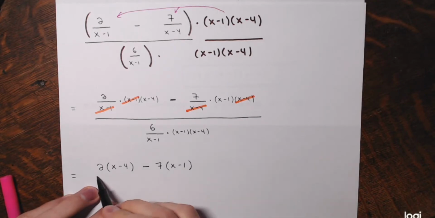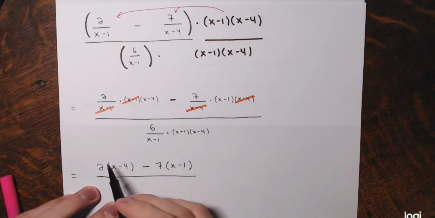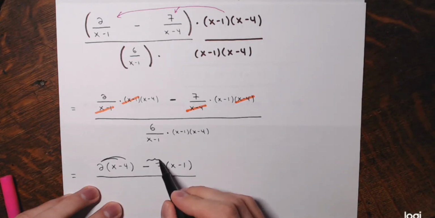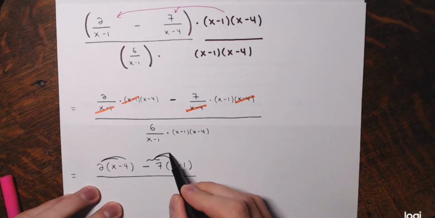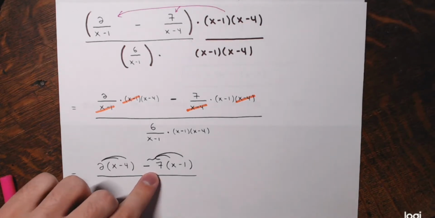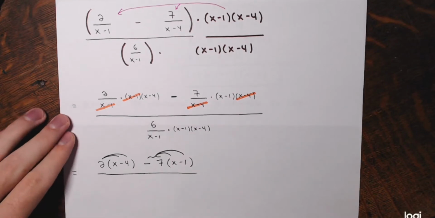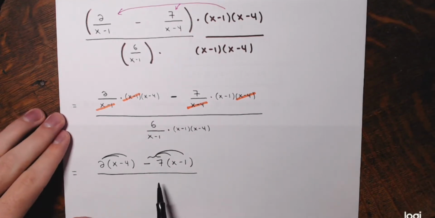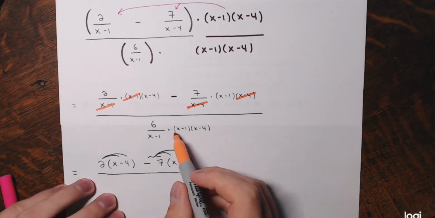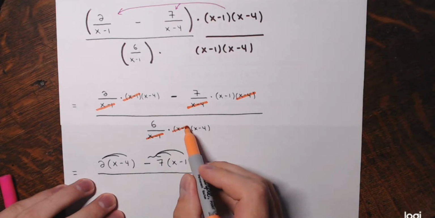And we will distribute the 2 and distribute the negative 7. Don't forget to put the negative with it. Remember, this is like plus negative 7 times x minus 1. And we'll simplify. Then in the denominator, see the x minus 1's canceling again.